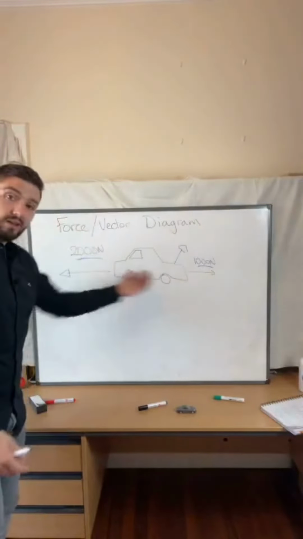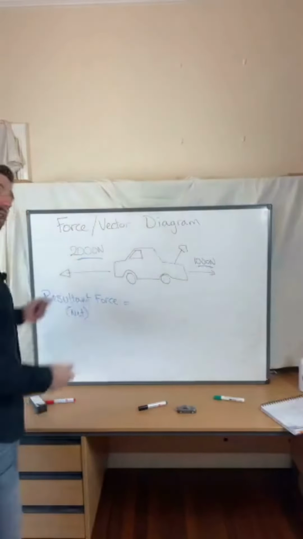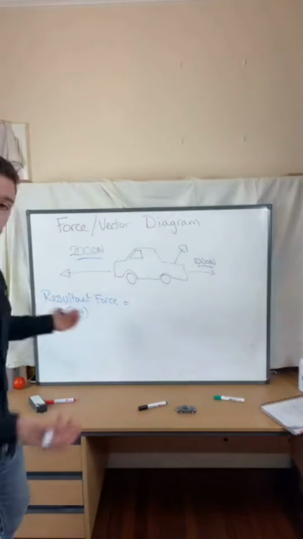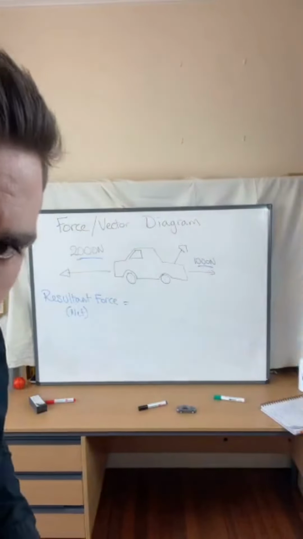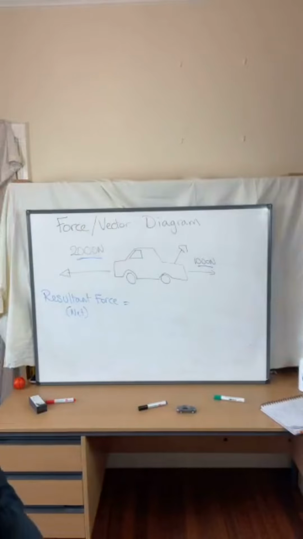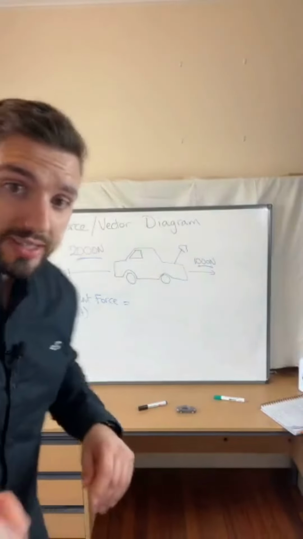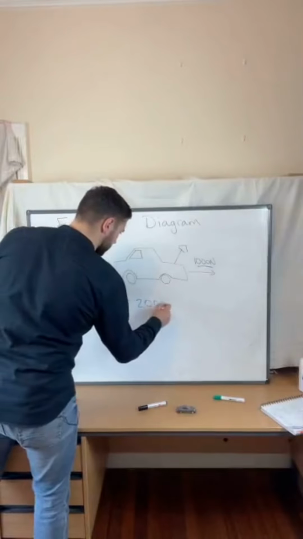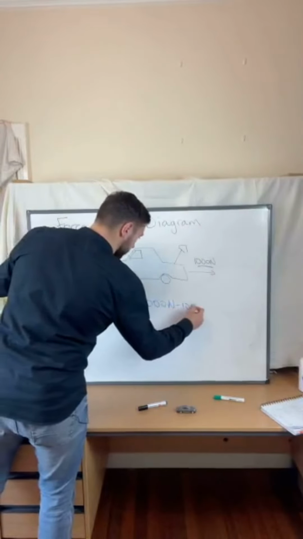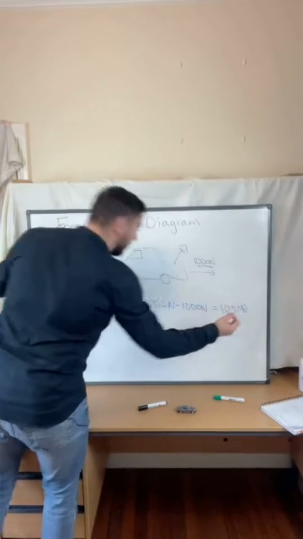Could anyone tell me what our resultant force would be in this situation? 2,000 newtons left, 1,000 newtons right. What's our resultant force? What do we reckon? Okay, someone said 1,000 newtons, and you're off to the right start, because 2,000 minus 1,000 is equal to 1,000. But we are forgetting something.